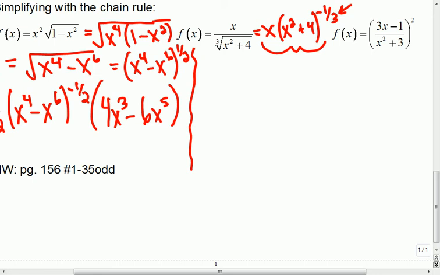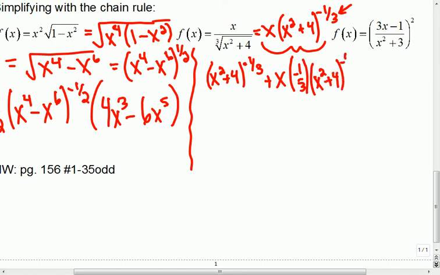Okay, so the first piece is going to be x squared plus 4 to the negative 1/3 plus x, and this derivative will be negative 1/3 times x squared plus 4. And when I subtract 1, now I'm at negative 4/3, and the derivative of the inside is 2x. Okay, so it's not simplified.